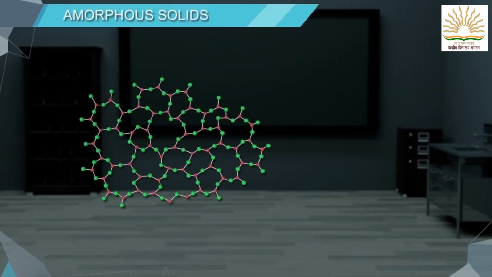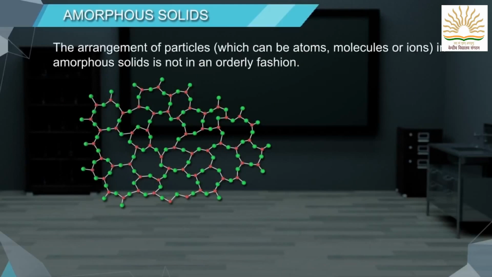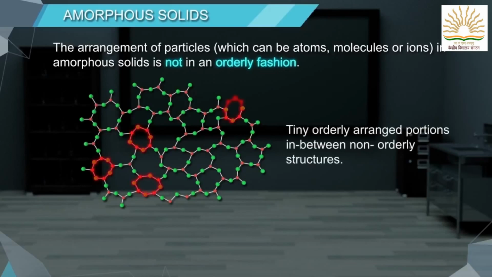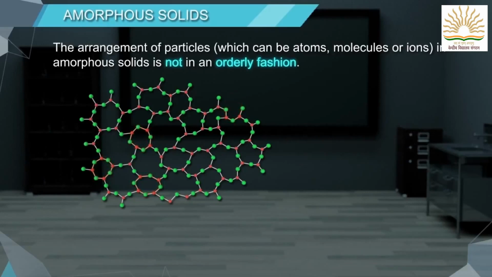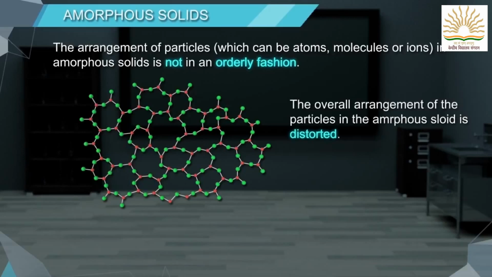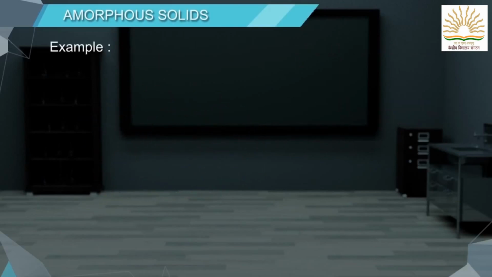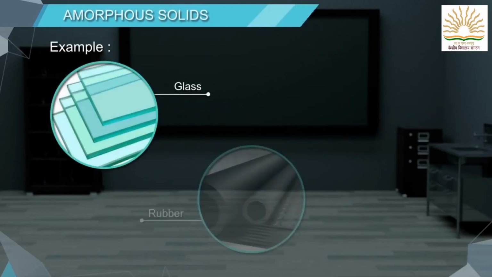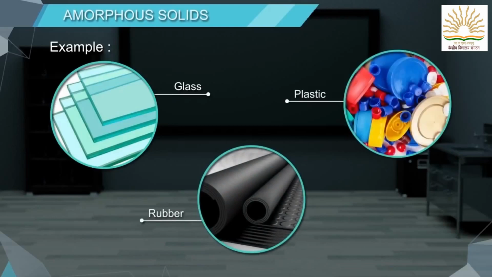Amorphous solids. The arrangement of particles in amorphous solid is not in an orderly fashion. Sometimes in amorphous solids we can find few tiny orderly arrangements in between non-orderly structure. Since they are very small in number, they cannot influence overall structure. Due to this, the overall arrangement of the particles in the amorphous solids is distorted. The examples for amorphous solids are glass, rubber and plastic, etc.